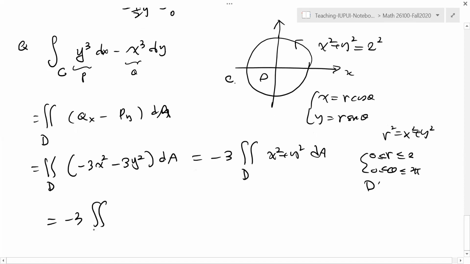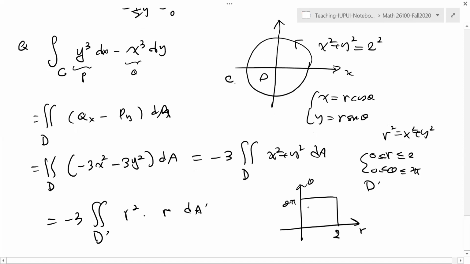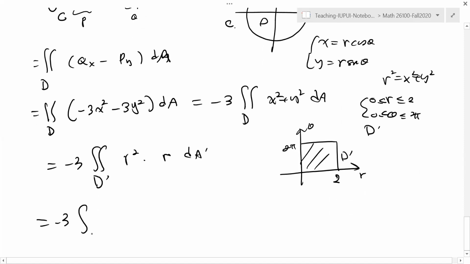I'm not in a big hurry to write the iterated integral, but then I get x squared plus y squared is r squared, and here's another dA prime, because this is the integral over that rectangle. Theta is from 0 to 2 pi, r is from 0 to 2. That's the D prime. So now you can use any order of the iterated integral. It's going to be r cubed d theta dr.